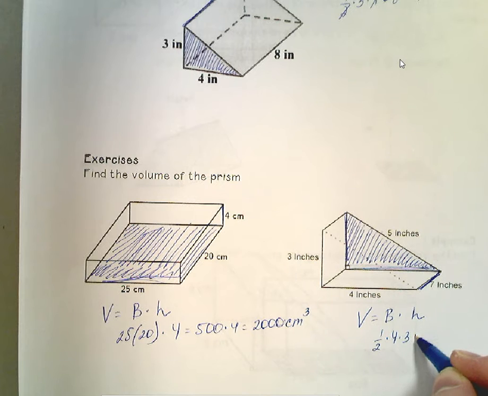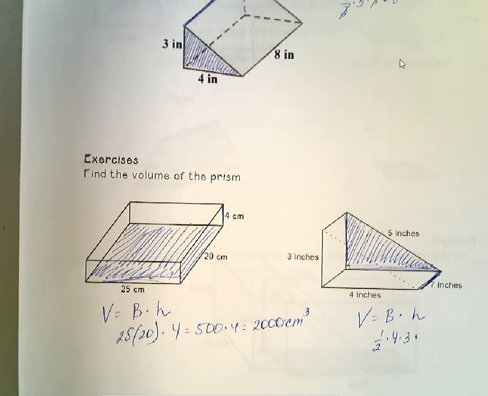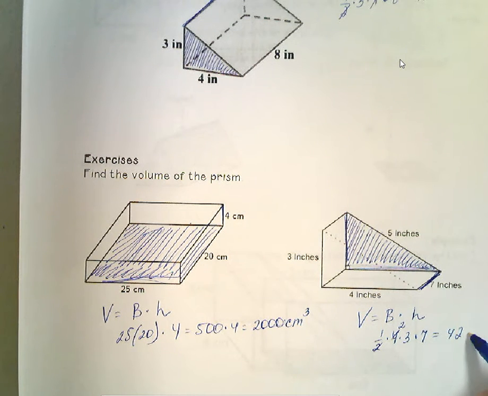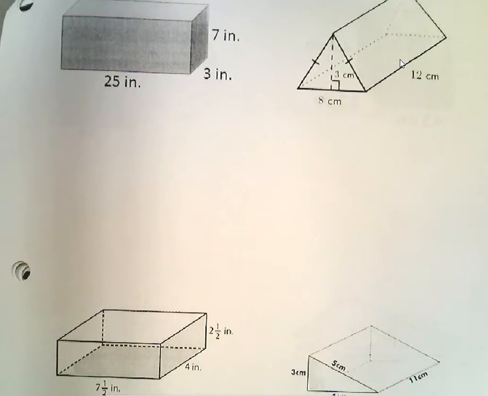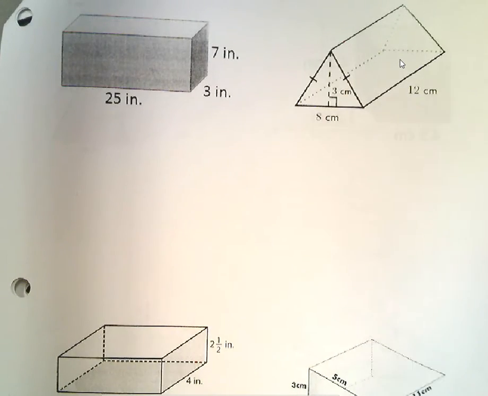The height of the prism is going to be 7. 5 in this case we don't need. Okay, so we'll have 6 times 7, 42 cubic inches. All right. Okay, so now you have some triangular and rectangular prisms to do.